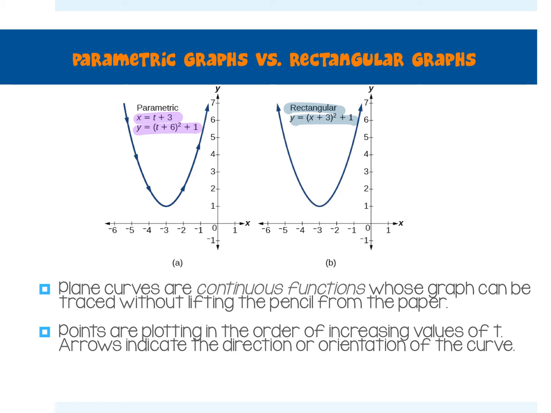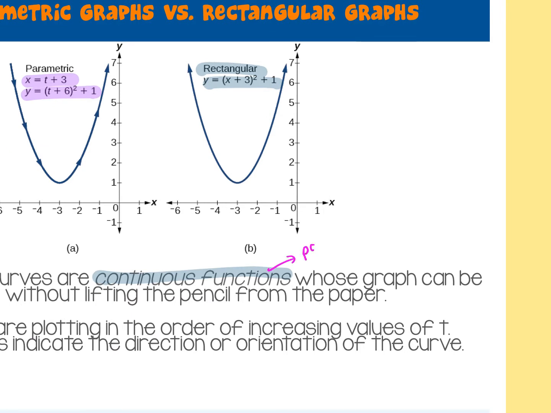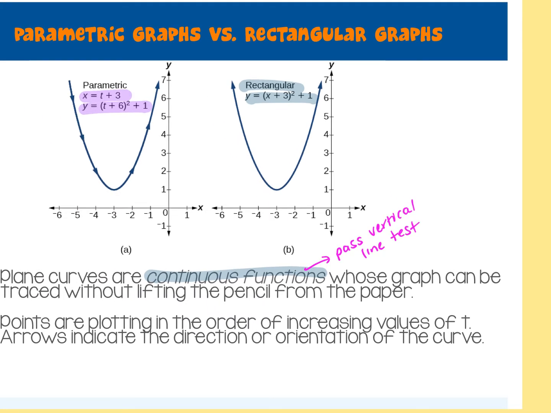They will always be continuous functions, which means that they don't start and stop. They are functions, which means they would pass the vertical line test. Which means these cannot be turned sideways, okay? That would fail the vertical line test. And the points should be plotted in the order of increasing values of t. The arrows indicate the direction or orientation of the curve. So if it says to graph it and make sure that you include the orientation, that's what it means. It needs the arrows. Again, it points from the smallest t to the largest t.